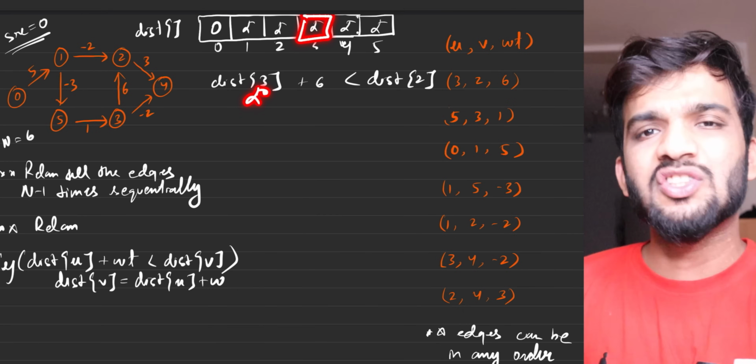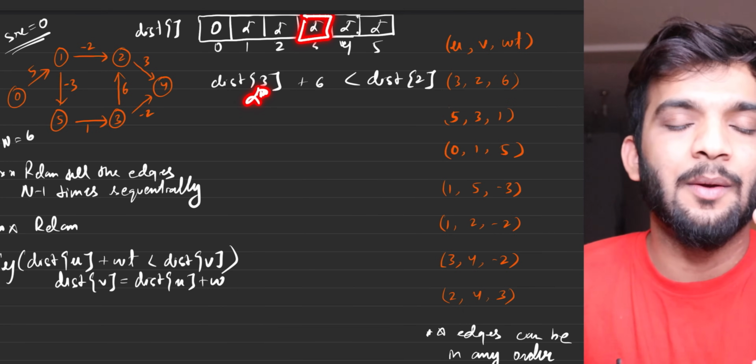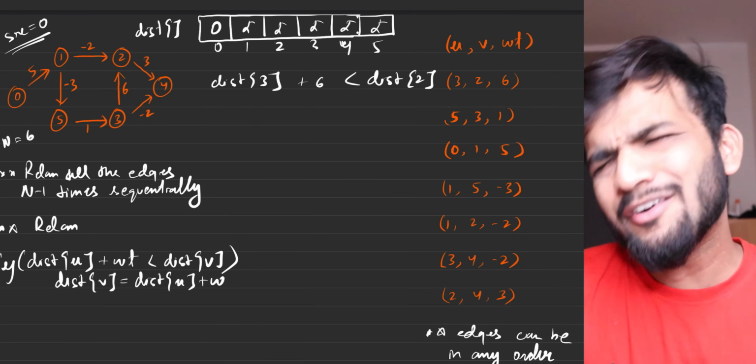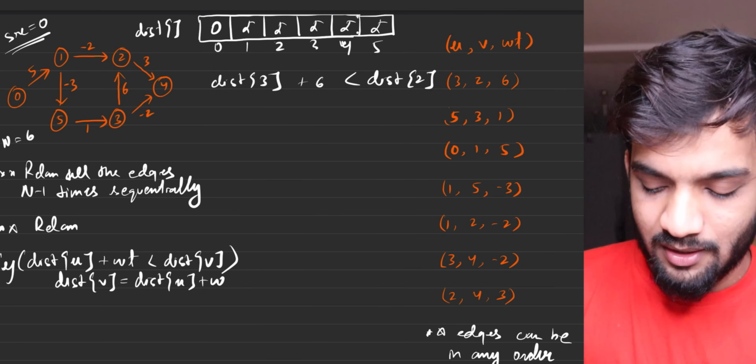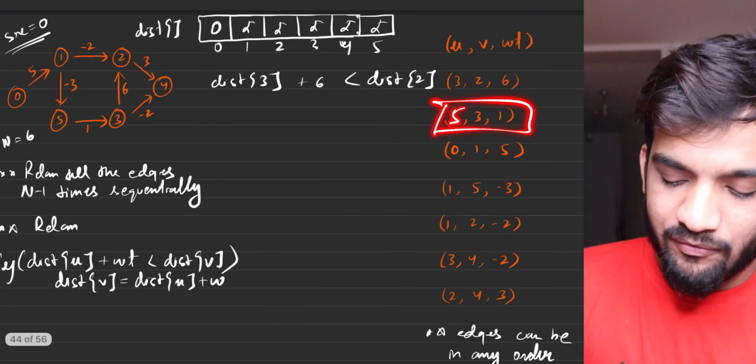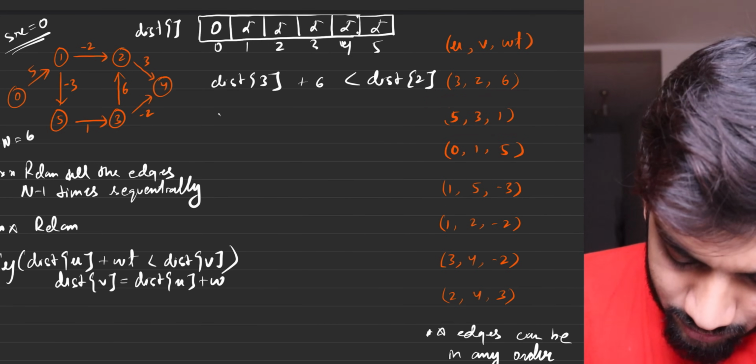So if I haven't reached 3, is there a point in going ahead with 3? I haven't reached 3, so there's no point, right? So the relaxation of this edge is done. Next, you go to this edge, from 5 to 3. Cool. Let's again do the relaxation.